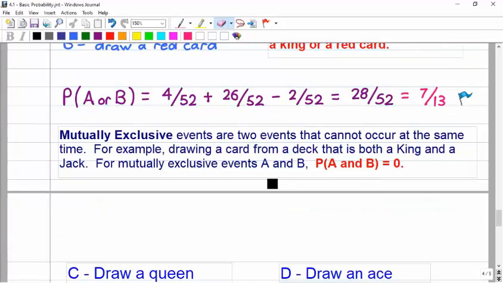Okay, here's just bringing up mutually exclusive again, talking about the probability of being 0. Suppose a question, it actually relates to the next question, really, but same thing. It's king and jack. There's no way a card can be both a king and a jack at the same time. So that probability would be 0.